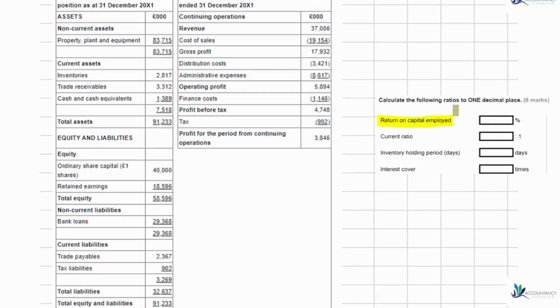The first one is return on capital employed. Return on capital employed is calculated using the operating profit of the business, and we divide by the amount of capital that has been used in the business to generate that profit. The capital employed can be looked at in a couple of ways. It's either the combination of equity, so that's the long-term capital injected into the business by the owners, but also any non-current liabilities, because that's capital that's being provided by external parties.